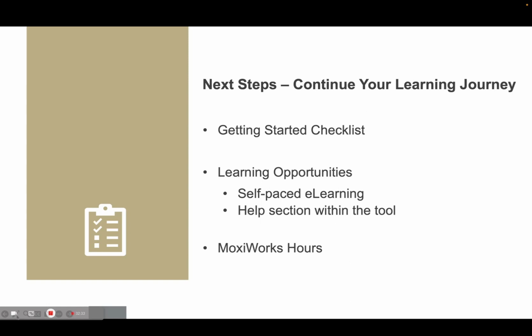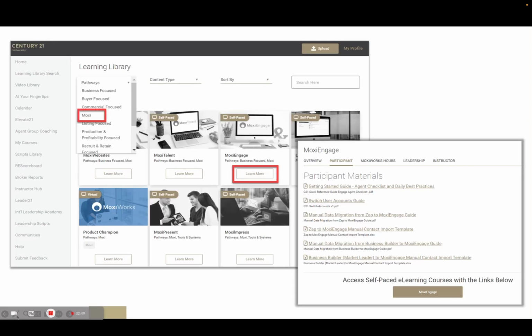Consider attending Moxie Works Hours, bi-weekly sessions. These 1-hour sessions will take a deep dive into best practices on each of the Moxie Works products, like MoxiEngage. Also found on C21 University. Find the Getting Started and e-learning opportunities on C21 University. Go to the Learning Library, search for your course using the pathways, or type Moxie in the search bar. Click Learn More, click the Participant tab for resources.